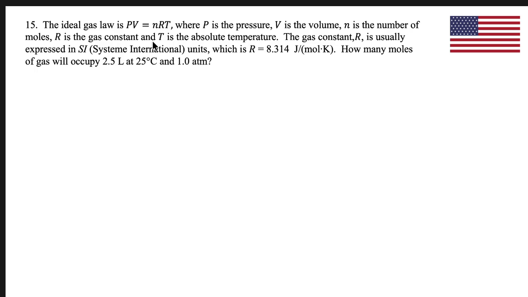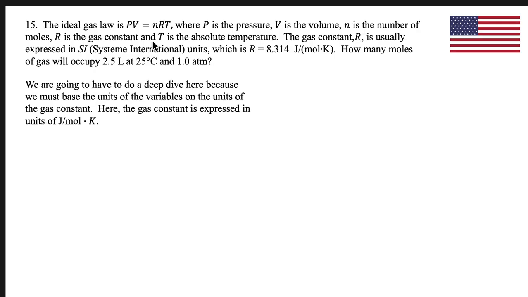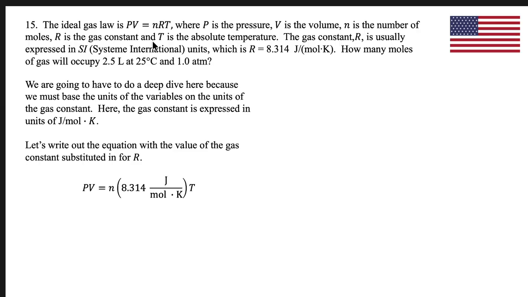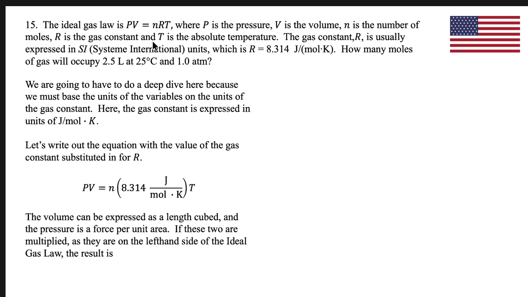So the question is, how many moles of gas will occupy 2.5 liters of volume at 25 degrees Celsius and 1 atmosphere of pressure? And we're going to have to do a deep dive. We have to be careful because we have to pay attention to units here. So we're going to write out the equation with the value of the gas constant there. PV is equal to nRT. There's our R. The rest are variables. The gas constant is, of course, constant.